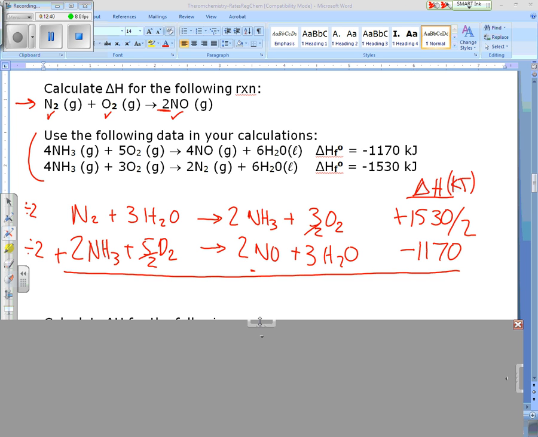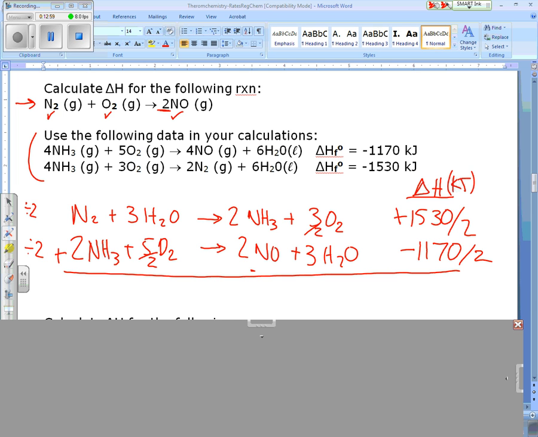Now, this is going to be kind of like when we were working with getting rid of spectator ions. We were writing net ionic equations, and if it was the same on either side, we could cancel it out. Oh, thank you. Divide by 2. Good, because we divided the entire equation by 2.